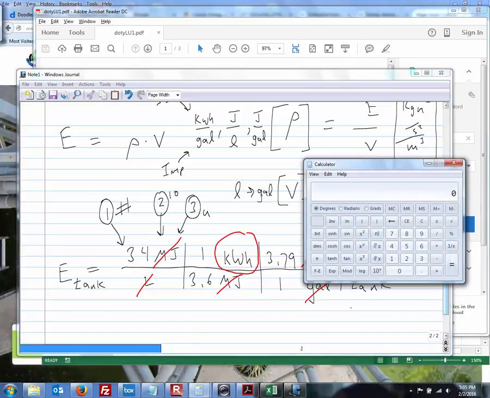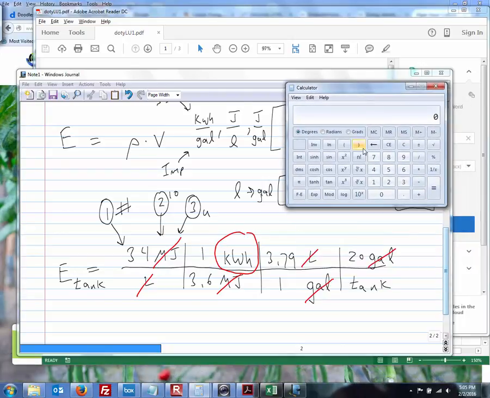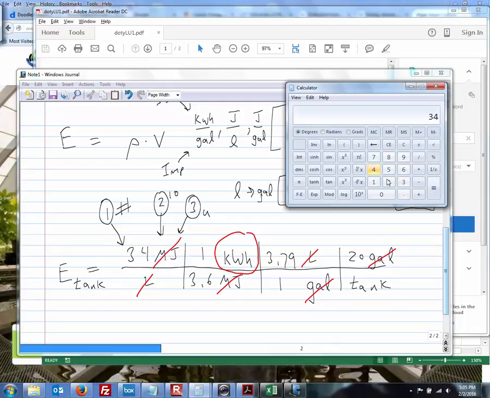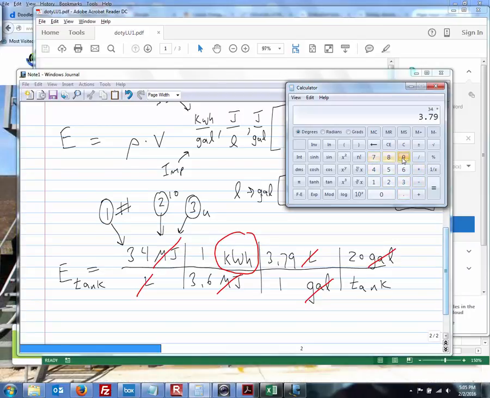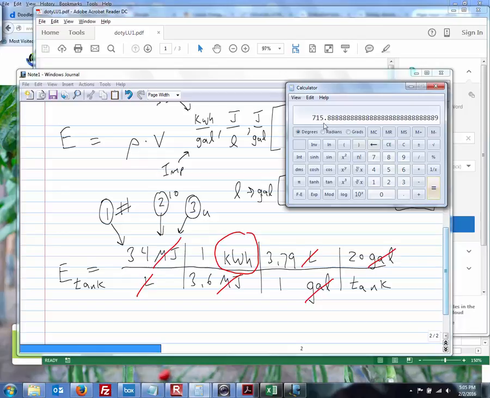Okay, now from there, it's more or less a matter of just running the arithmetic. So let's bring up the calculator. Everyone's got their own favorite way to do things, but I'm just going to start right across the top, and they'll go across the bottom. So I'm going to start with 34. I'm going to skip the times 1 part. Times 3.79 times 20 divided by 3.6 equals.